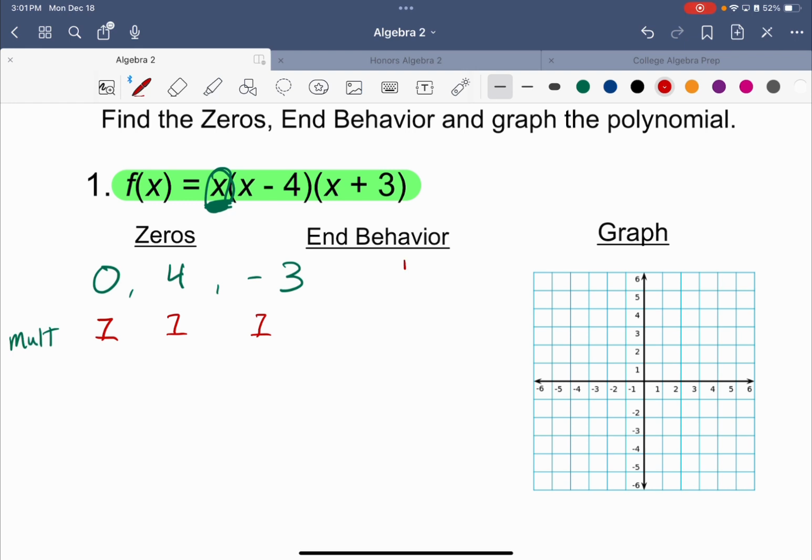For the end behavior, we need to know the degree, and we need to know if the leading coefficient is positive or negative. When they're written this way, it's kind of hard to tell what the degree is. You don't know what the leading coefficient is. You don't have it in standard form. If you add up the multiplicities, it tells you the degree. So this is a third degree polynomial.